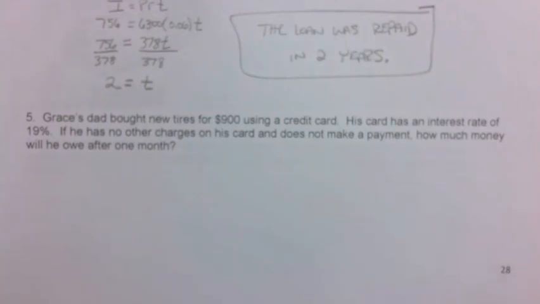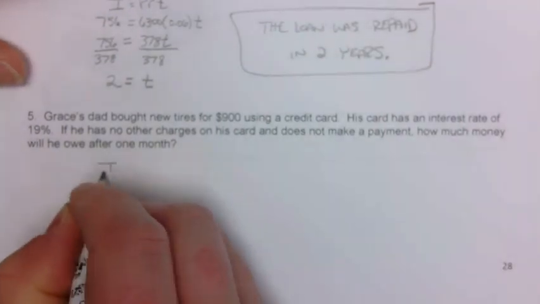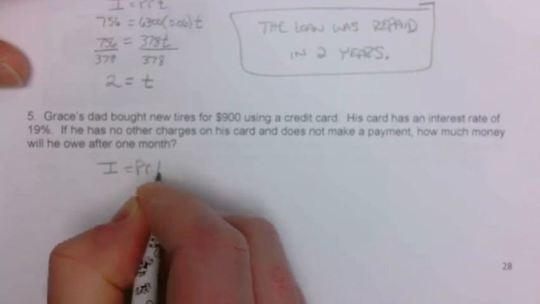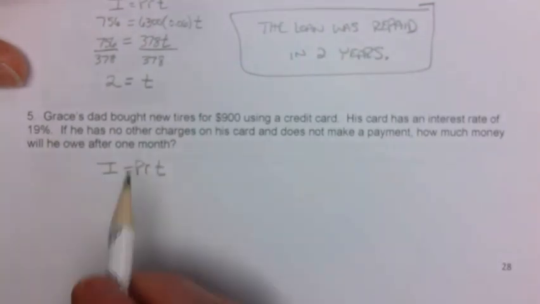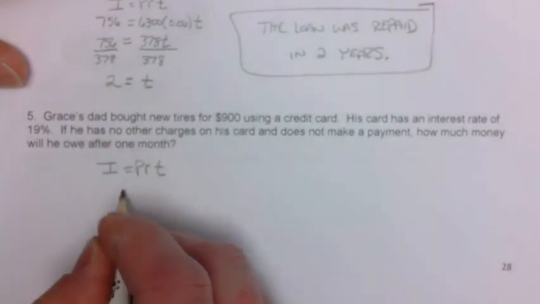In question number 5, we're told that Grace's dad bought new tires for $900 using a credit card. His card has an interest rate of 19%. If he has no other charges on his card and does not make a payment, then how much money will he owe after 1 month? So let's start by making our equation. I equals PRT.